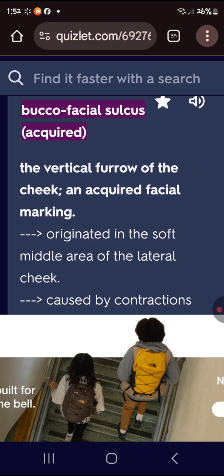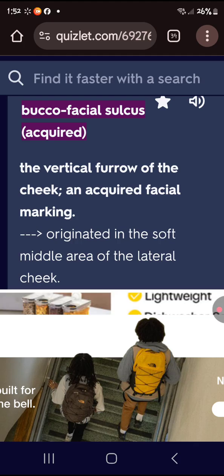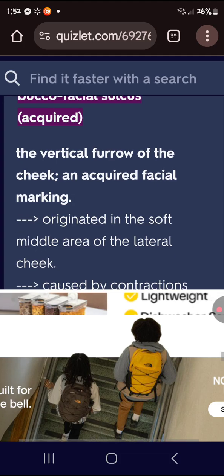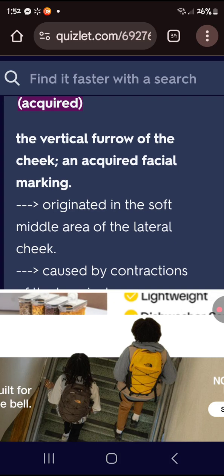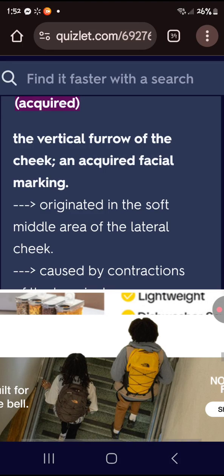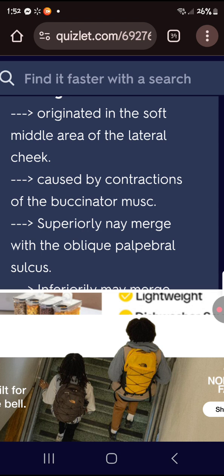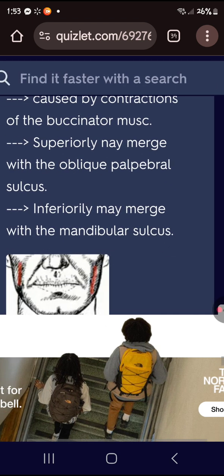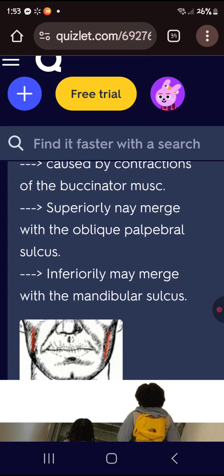Buccofacial sulcus, acquired. Bucco, we already know buccinator, the dude on the trumpet blowing out his cheeks. So you know it's got something to do with the cheeks, wrinkling in the cheeks. The definition is the vertical furrow of the cheek. Easy peasy. It originates in the soft middle area of the lateral or side cheek, caused by contractions of the buccinator muscle.